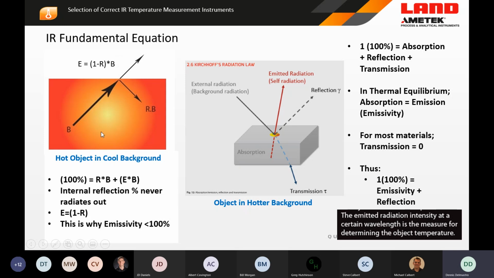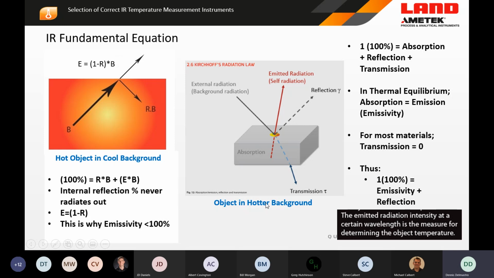So just due to conservation of energy, if we look at this, we'd have to say that 100% of the energy has to be equal to the reflected energy plus the emitted energy. These are percentages, the reflection and the emittance. The internal energy here never radiates out. So if we just take our little equation and restate it, the emittance is equal to 1 minus the reflectance. So some of this energy never leaves, so the emittance will never be 1. It will always be less than 1 or 100%. So that was a hot object on a cool background.